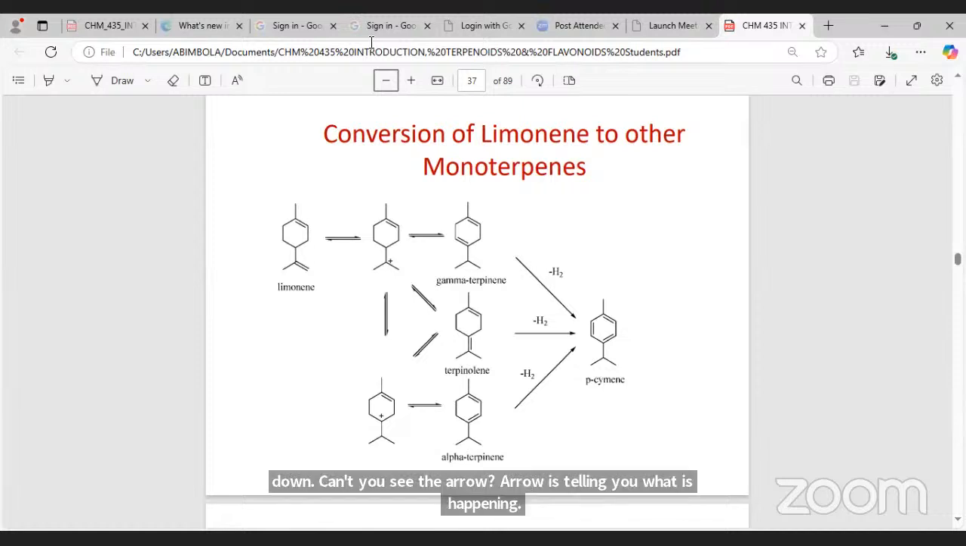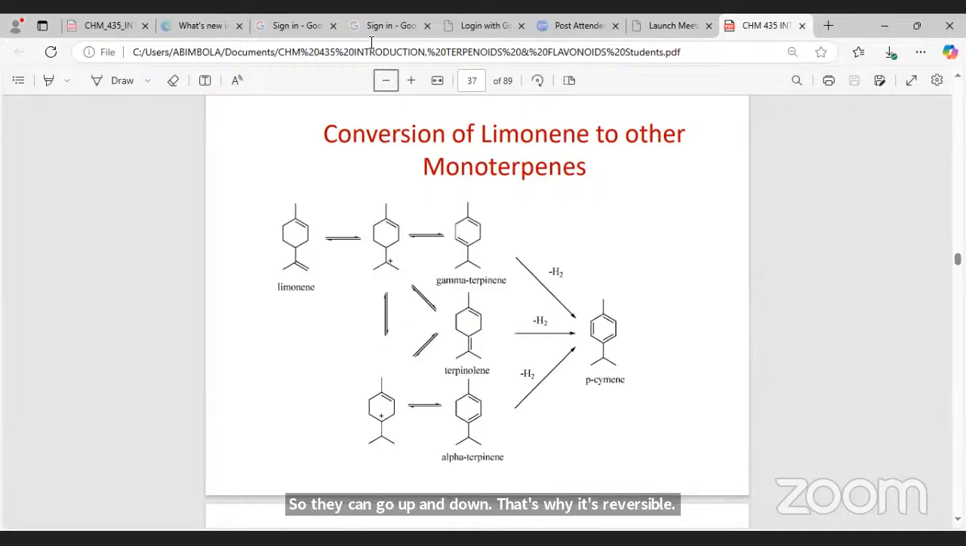That's why it's reversible. That transition state after limonene can also change to the transition state down for alpha terpinene, because it's a reversible state. So that positive sign can move up. Then terpinolene is an intermediate between both of them.